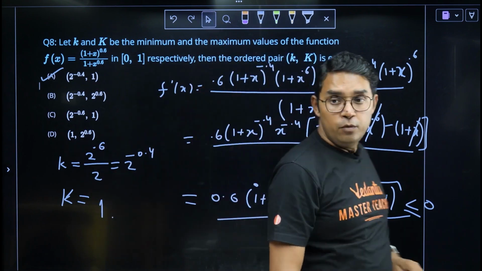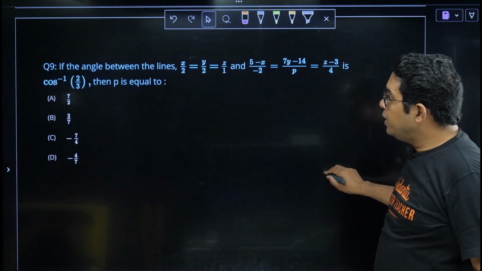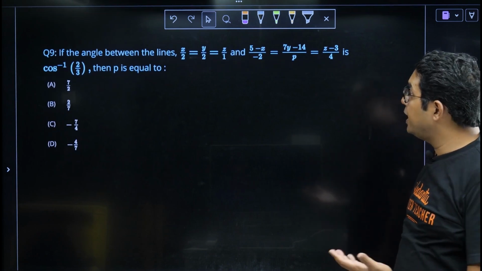Okay. Moving to the next question, that is question number 9. Here it was A. Question number 9. Here we are asked the angle between two lines.